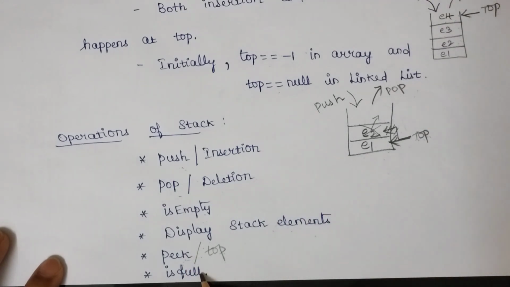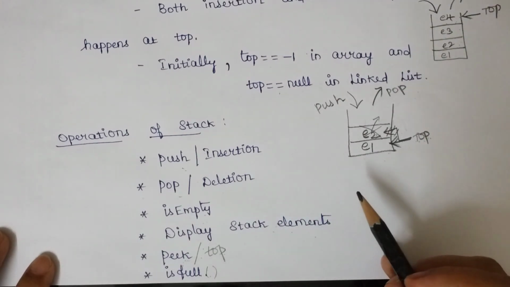And the last operation is isFull, where you need to check whether your stack is full, that is whether the stack reaches its maximum size or not. Okay, for that you can use this isFull method. If the stack reaches its full, okay, then you can say that stack is full, that is you can return true. Okay, if the stack is not full, then it will return false.